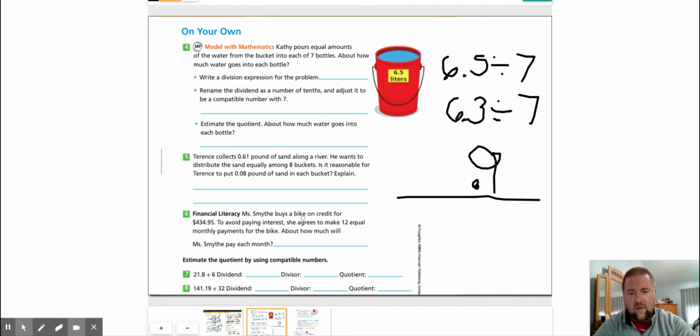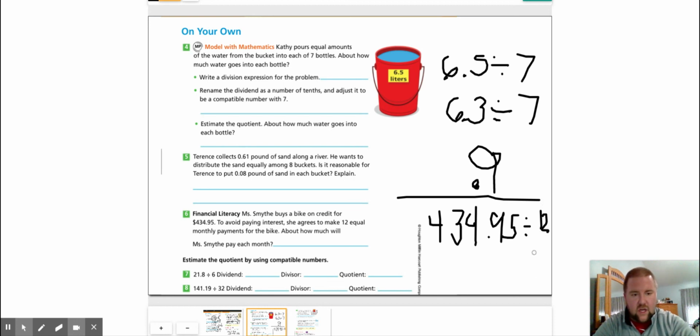Ms. Smythe buys a bike on credit for $434. This is a big number, right? And 95 cents. Right? She's avoiding interest. She's going to make 12 equal payments. How much is one payment? So we have 12 here.